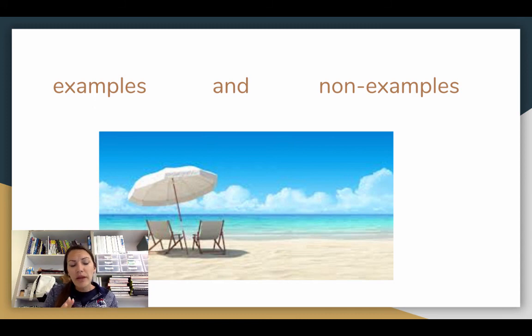Given those examples and non-examples of matter, I want you to really think about the following question that I'm going to pose to you, and that is: is air an example of matter, or is it a non-example of matter? Is air an example of matter, or is it a non-example? What do you think and why? All right, we'll talk about it tomorrow.